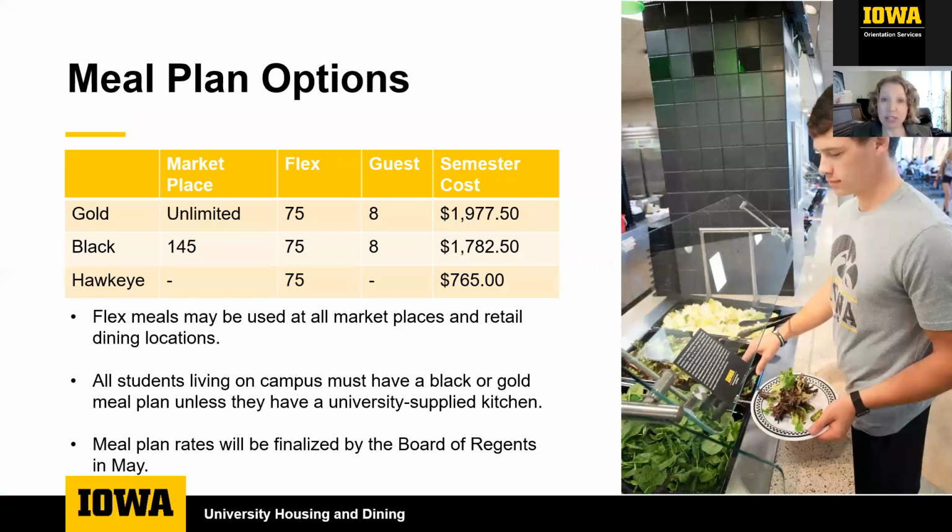As you can see on the screen right now, there are 3 different options. All of our meal plans have flex meals, which can be used at all marketplaces and retail dining locations. And meal plan rates have been finalized. So what you see on the screen is what we will be charging this year for a gold, a black, or a Hawkeye plan. You have opportunities to change your meal plan in the summer, and then also in August, starting at those first couple of weeks of school, you have the opportunity to change your meal plan too if you arrive on campus and aren't sure if it's working exactly the way that you might want it to.